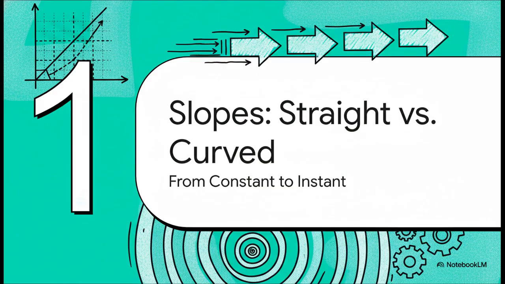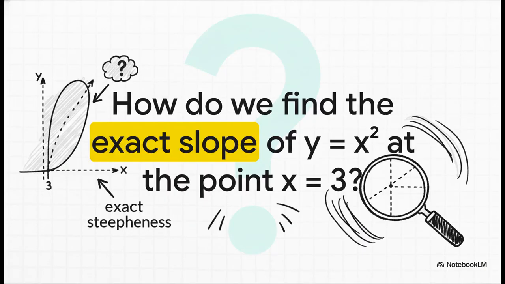And that right there, that's the big puzzle that differential calculus was basically invented to solve. It's all about figuring out how to measure change for things that are, well, always changing. Okay, enough with the theory. Let's make this concrete. We'll use the classic parabola, y equals x squared, and we're going to try to find the exact, precise steepness at the single point where x equals 3.